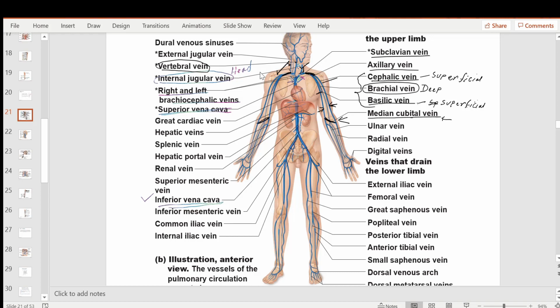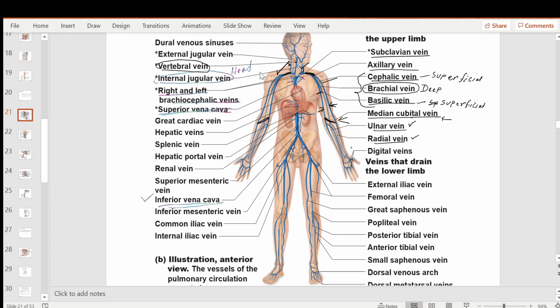Then the brachial vein, which is the deeper vein, goes to the forearm and divides into radial and ulnar veins. Lateral side, radial side is the radial vein, and ulnar side is the ulnar vein.